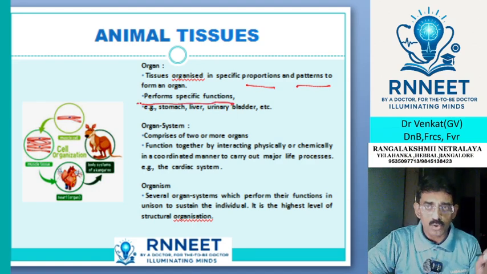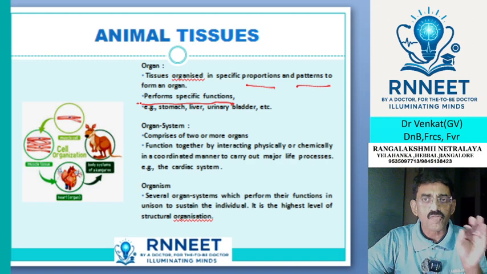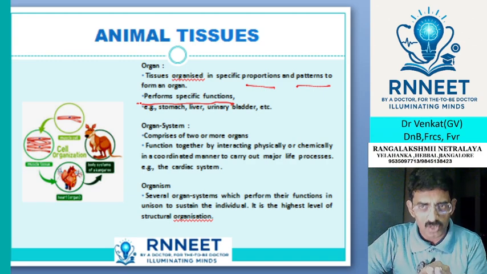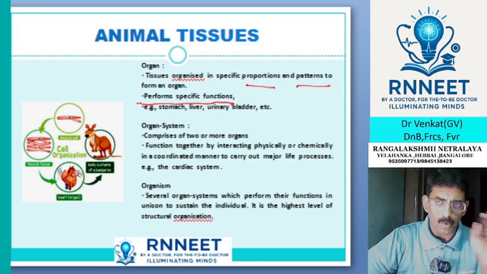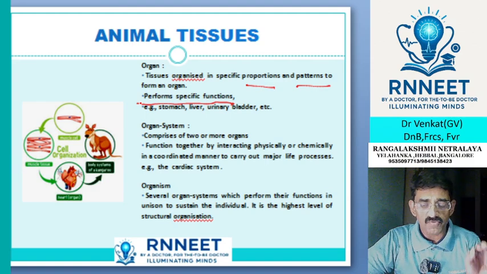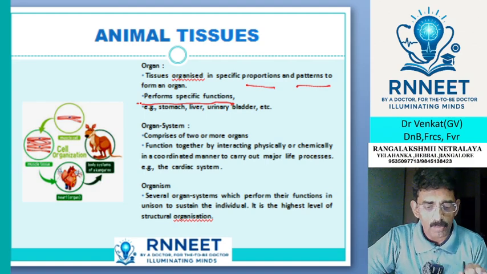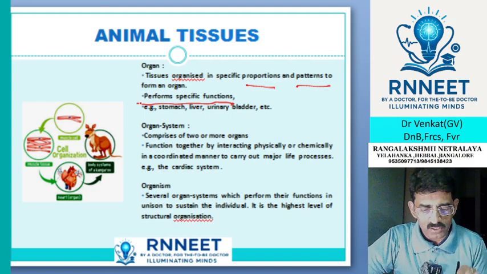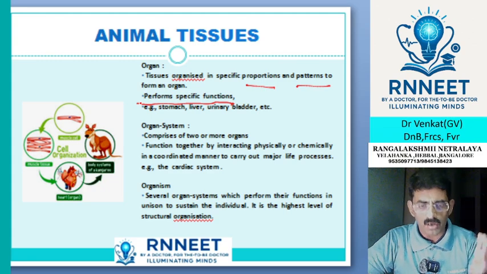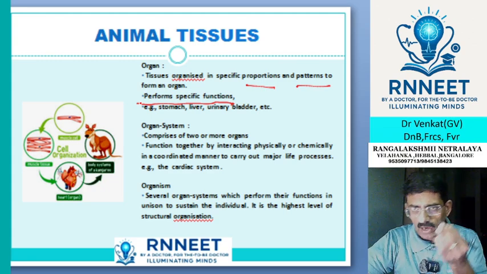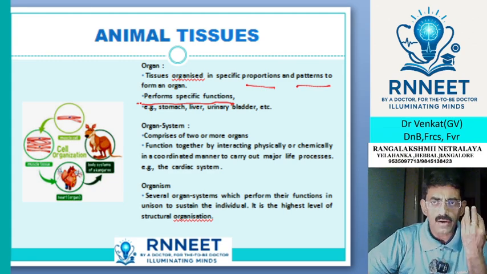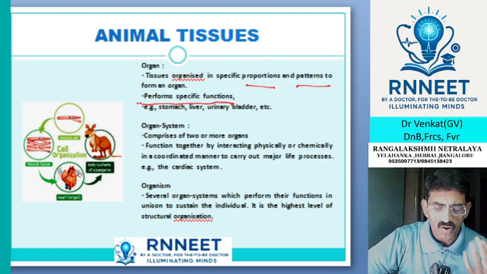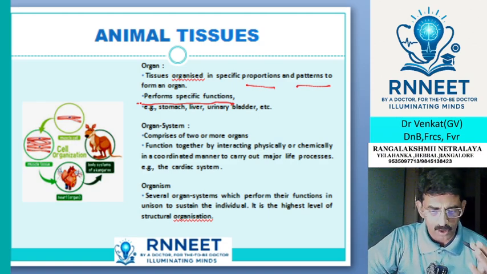So tissues which are organized together for the sake of a specific function, arranged in specific proportion and a specific pattern, that becomes your organ. So it could be simple things like a stomach, a liver, urinary bladder, a gland, a salivary gland, eye. So every part of it becomes an organ.